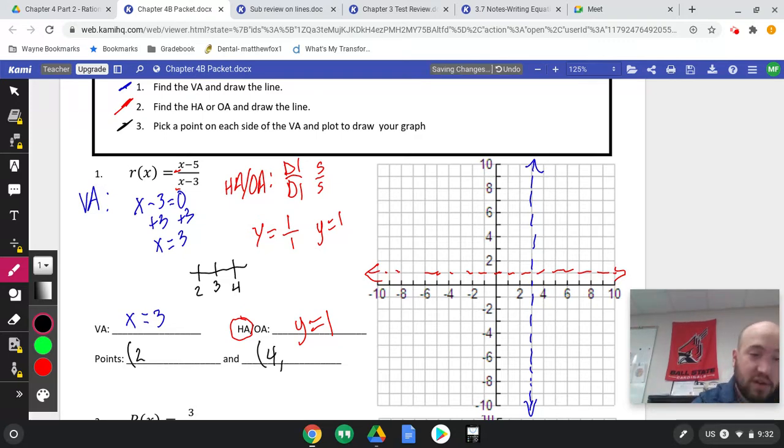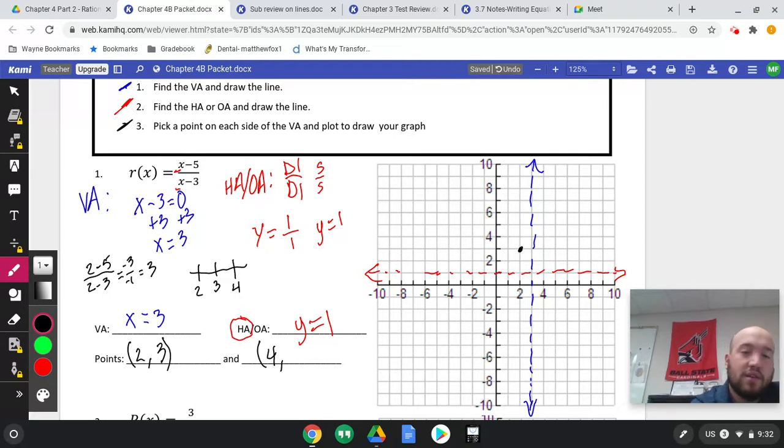Now, we're going to plug that into our function here. So we're going to plug the 2 in for both of the x's. So if I solve it, it'd be 2 minus 5 all over 2 minus 3, which 2 minus 5 gives us negative 3 over negative 1. Negative over negative becomes positive, so we get positive 3. So 2, 3. And then I can go over 2, up 3, and I'll put a dot right there.